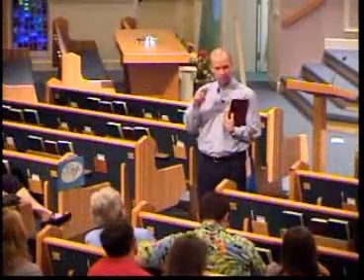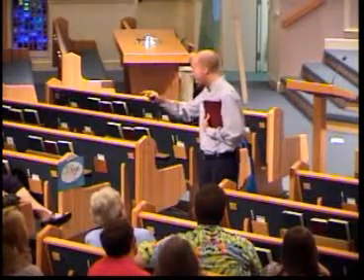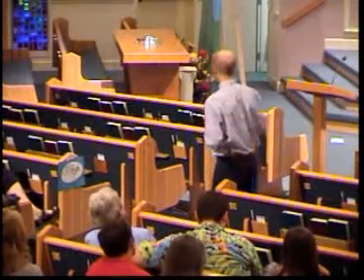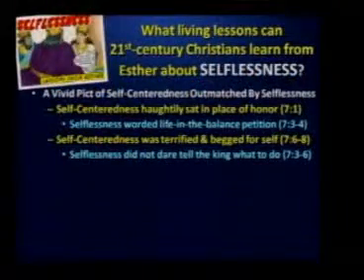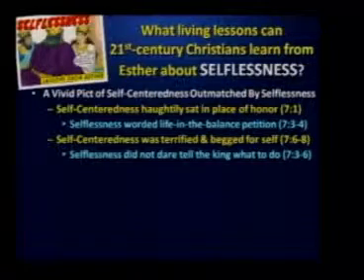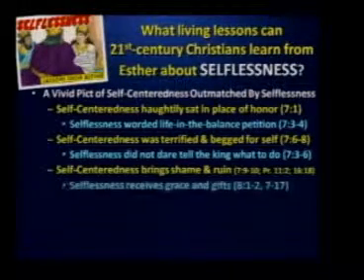The irony is incredible. She is Mordecai's cousin. He hates Mordecai, wants to put Mordecai to death. He is groveling at the feet of a woman who is Mordecai's cousin, who holds his life in her fingers. Self-centered Haman doesn't know what to do. Selfless Esther did not dare tell the king what to do. Notice that when he asked her, she does not say, do this.